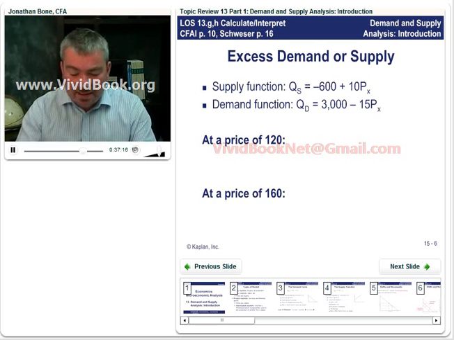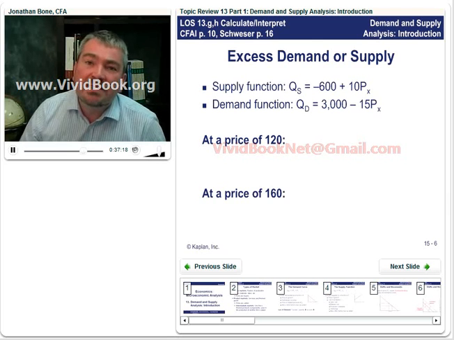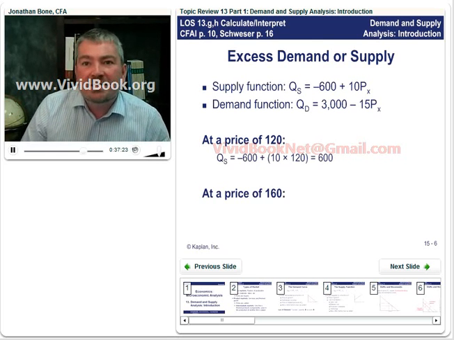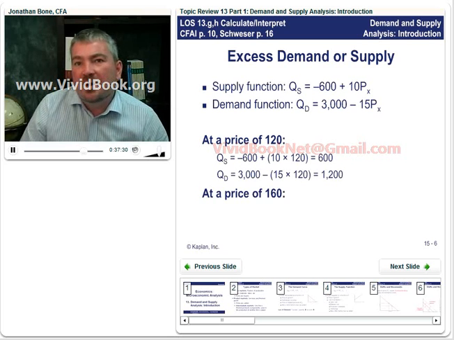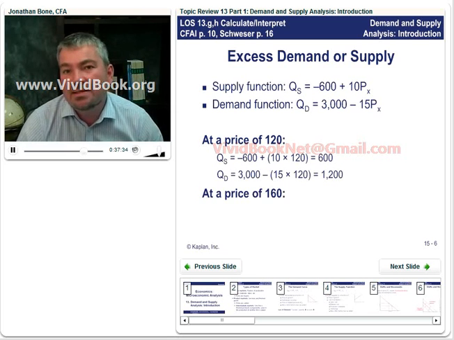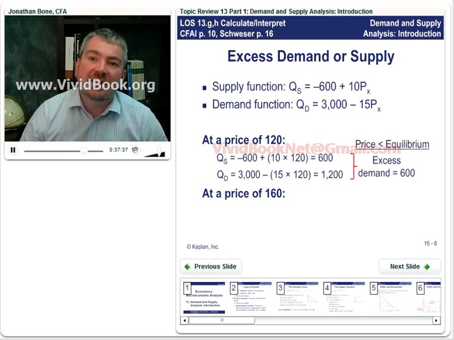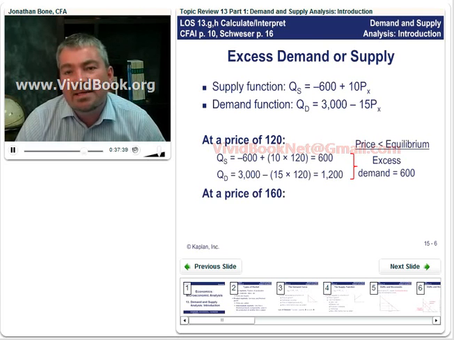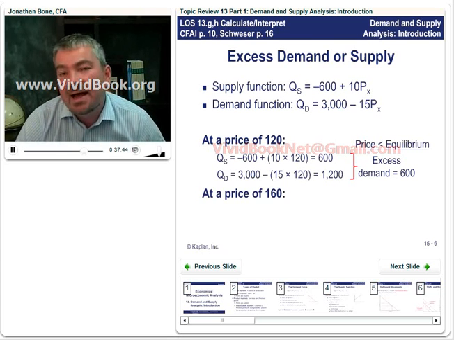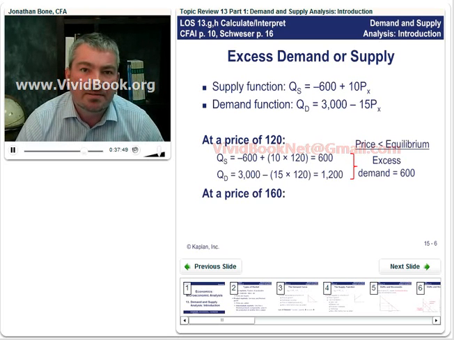But to do this LOS properly, all we need to do is plug in 120 to our supply function and our demand function. So minus 600 plus 10 times 120, we get quantity supplied 600 units. Quantity demanded 3,000 minus 15 times 120, 1,200. So notice, actually, this is fine. The quantity demanded exceeds the quantity supplied by 600 units. And this should force prices up, and we should move, therefore, back to our equilibrium point.